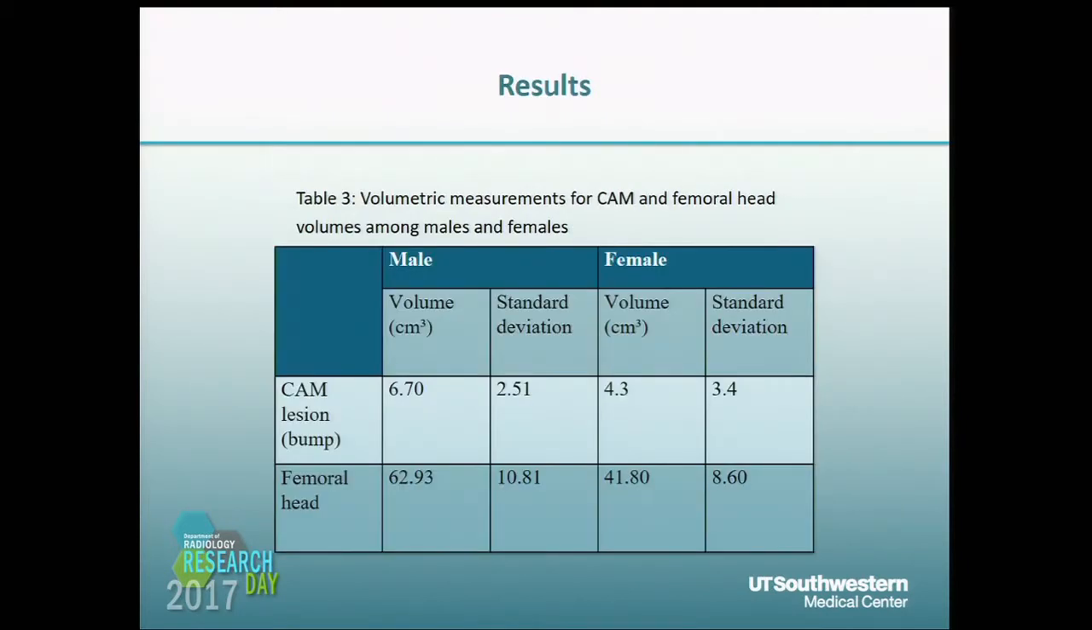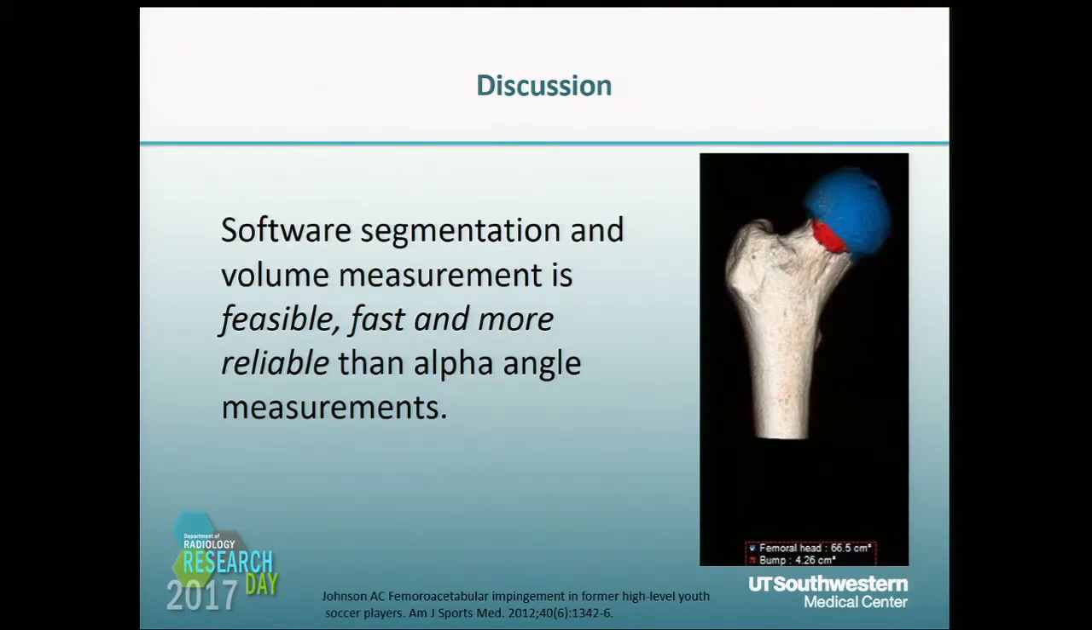So as you can see here, the CAM lesions in males are quite a bit larger than in females, and males also tend to have larger femoral heads. In discussing this, we found that doing this volumetric measurement of these CAM lesions is feasible, fast, and reliable when compared to alpha angles.